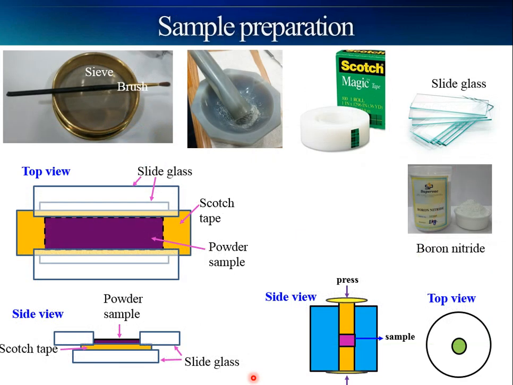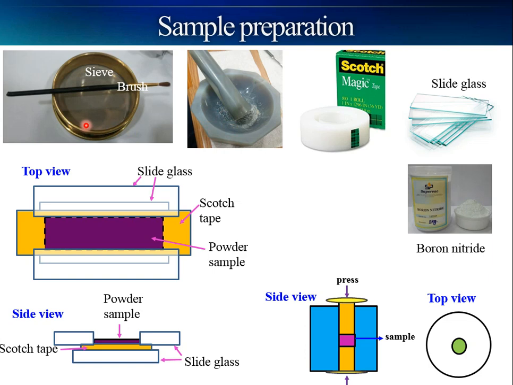Before taking such an experiment, we must carefully prepare the sample. I will tell you about the preparation of the powder sample. A sieve with 20 micrometer mesh, a fine brush, a bowl, scotch tape, and slide glasses are prepared. First, the powder is ground in the bowl and filtered by the sieve.